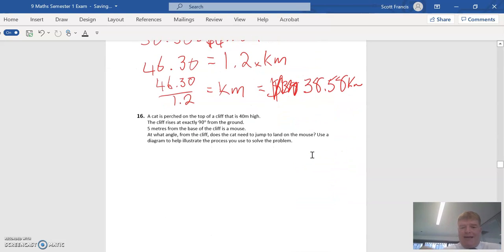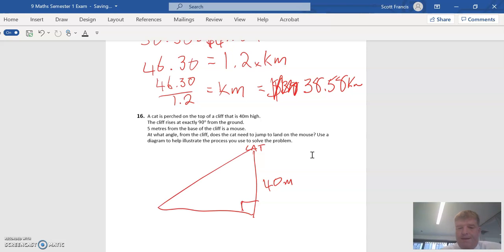Now, we've got a cat perched on top of a cliff that is 40 metres high. So here's our cat up here. The cliff rises at 90 degrees, which suggests that we're looking at a right angle triangle. 5 metres away, and this is clearly not drawn to scale, is the mouse. The cat wants to jump on the mouse and wants to know what angle they have to jump at. Seems very thoughtful of the cat to be thinking in angles.